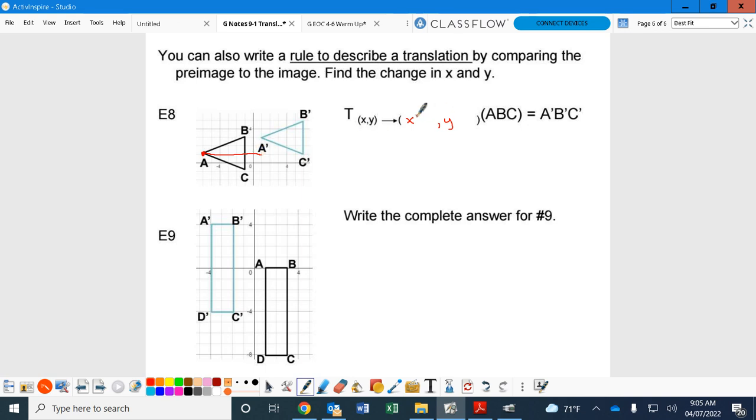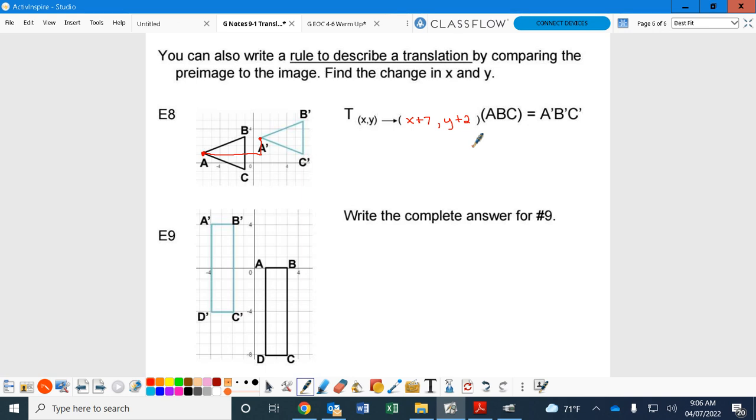Guys, if we're going 7 to the right, what do I write after the X? Plus 7. To the right means it's going to be plus 7. And then I've got to go up 1, 2. To represent going up 2, what would I write after my Y? Plus 2. You just wrote the rule. That's it. So all you got to do is tell me, how much are we moving? Okay? How much to the left or right? How much up or down?